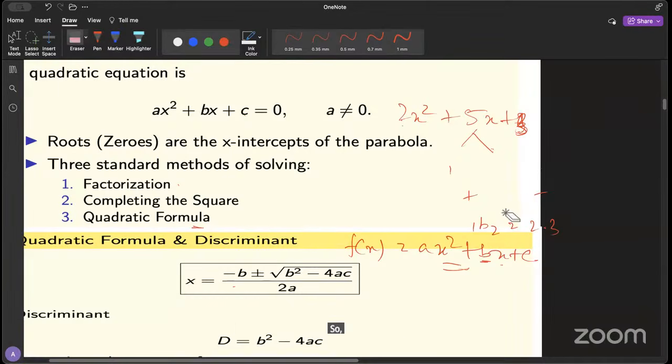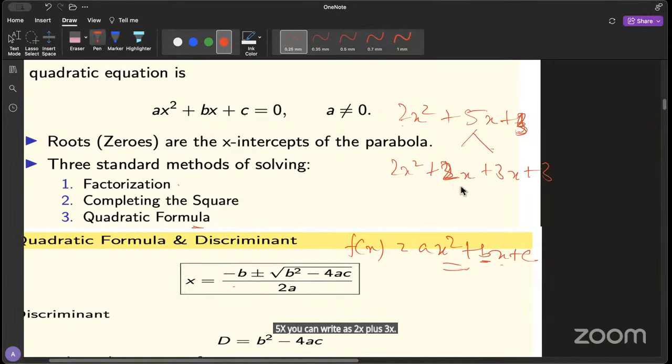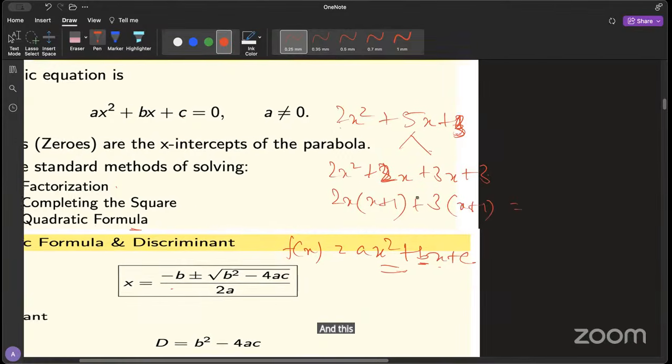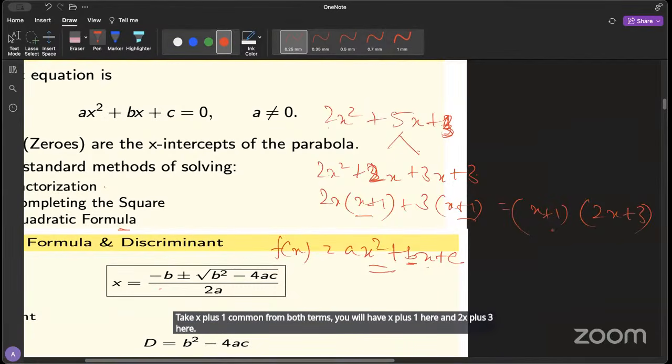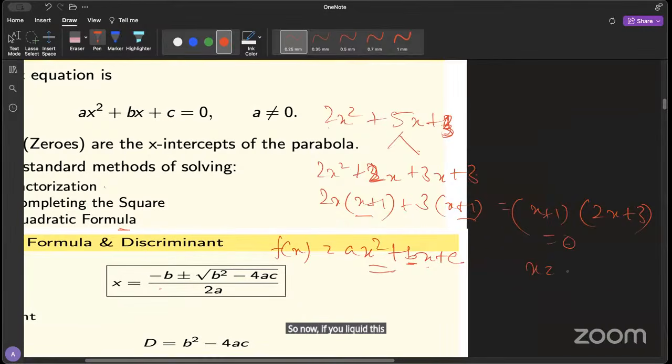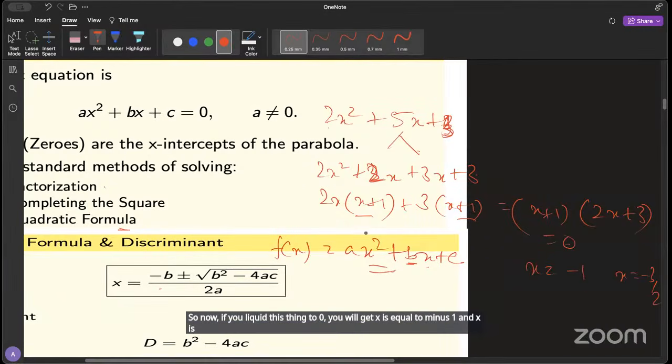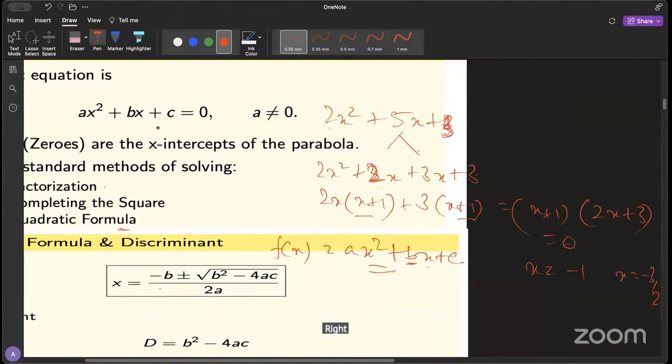So how can you split this? You can write this as 2x square, 5x as 2x plus 3x, and here 3. You can take 2x common from the first two terms, leaving x plus 1, and take 3 common from the last two, leaving x plus 1. Now take x plus 1 common from both terms: x plus 1 times 2x plus 3. If you equate this to 0, you get x equals minus 1 and x equals minus 3 by 2. That's how you use the factorization method.